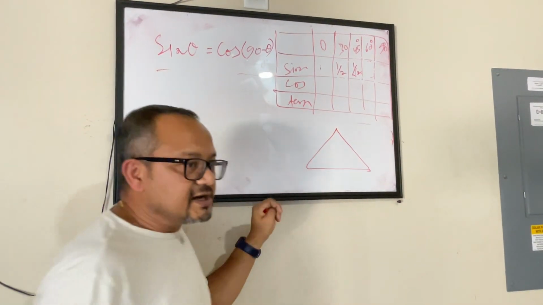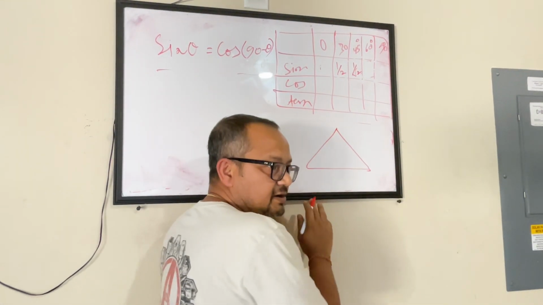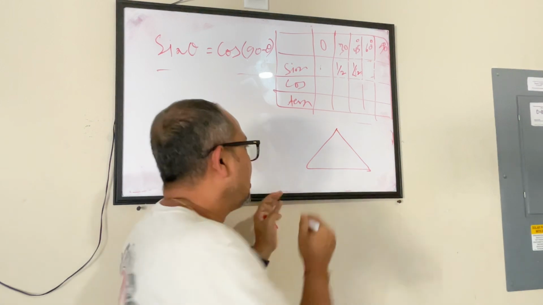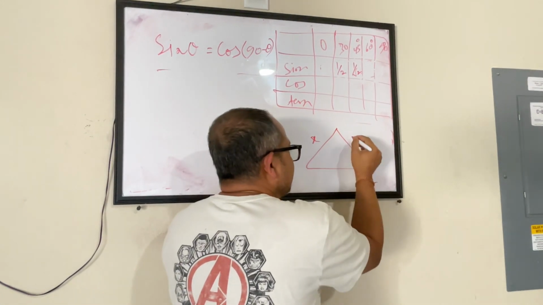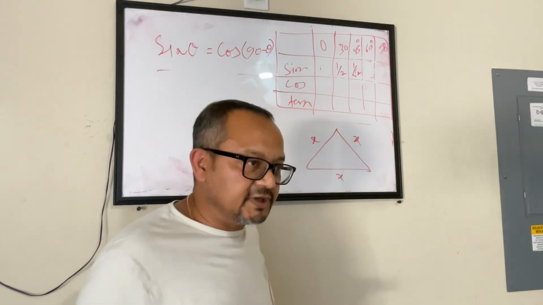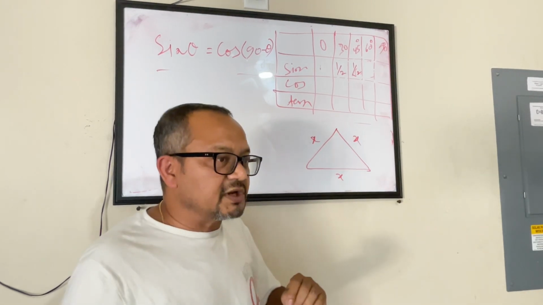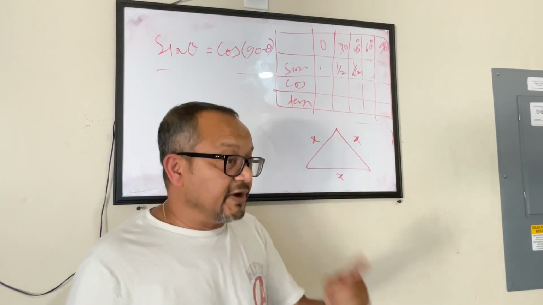Let's take an equilateral triangle. This is an equilateral triangle. When I say equilateral triangle, what do I mean? All sides are same. If this is x, this is also x, and this is also x. What is the second thing that we know about equilateral triangle? Every angle is 60 degrees.